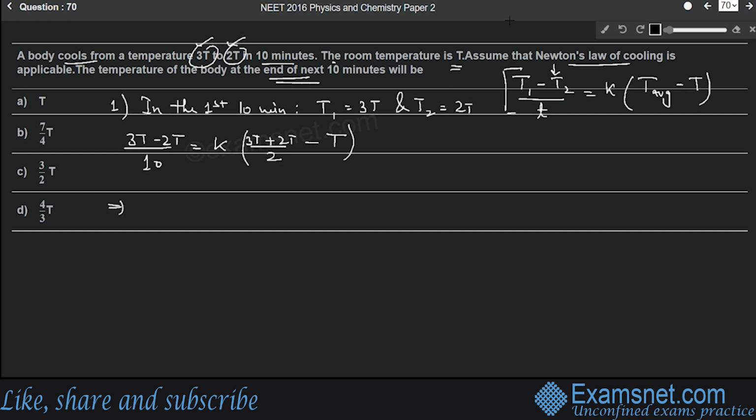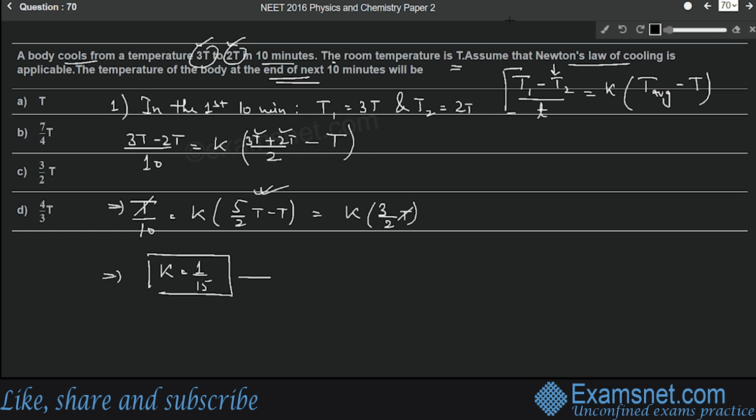Okay, so let's solve it. This side we have 3T minus 2T, that means T by 10. This side K into 3T plus 2T by 2, that means 5T by 2. Okay, so 5 by 2T minus T. So what will we get on the right hand side? It will be K into 3 by 2T. Okay, on solving inside the bracket we'll get 3 by 2T. So from here we can say T will be cancelled, so the value of K will be equal to 1 by 15. Okay, we have got the value of K.